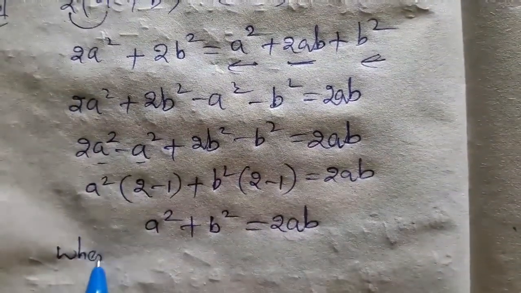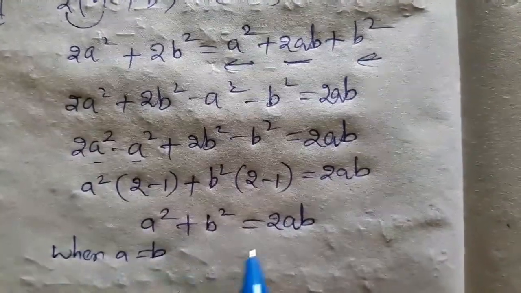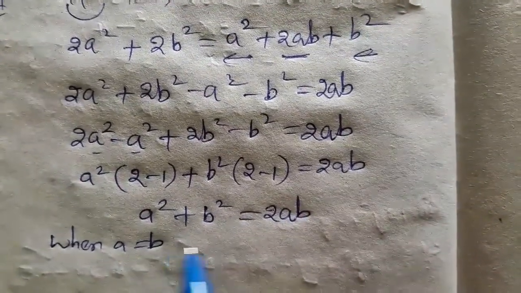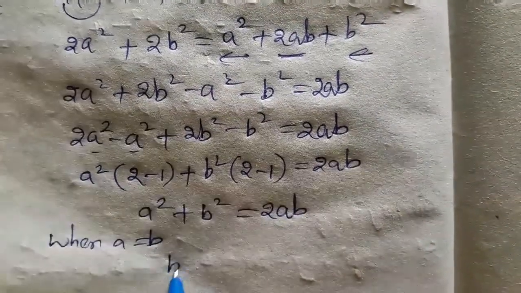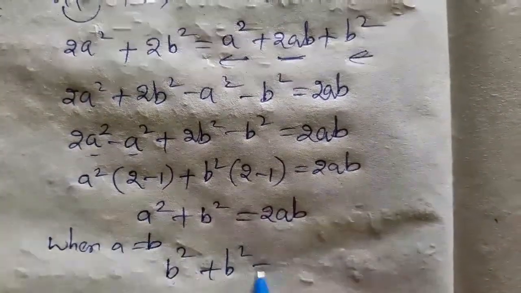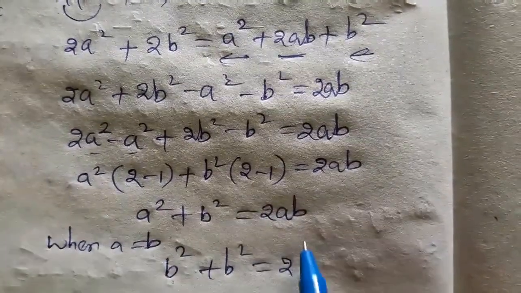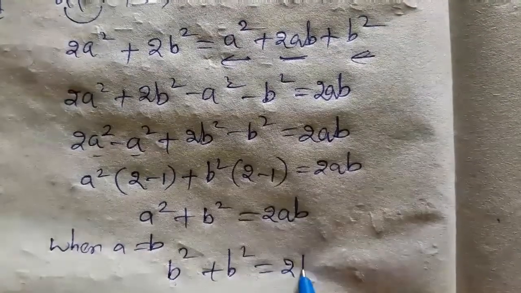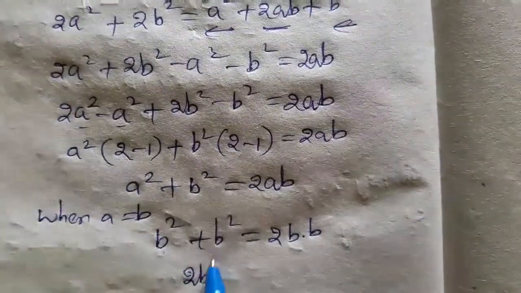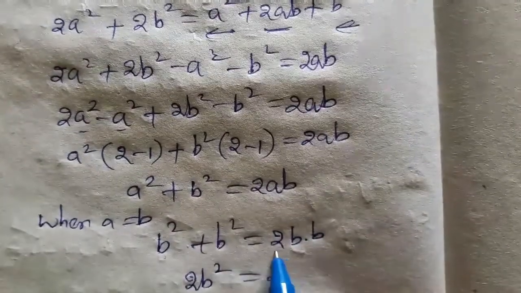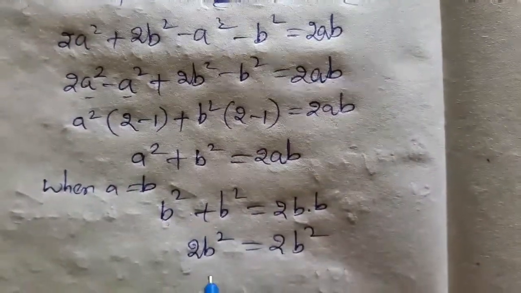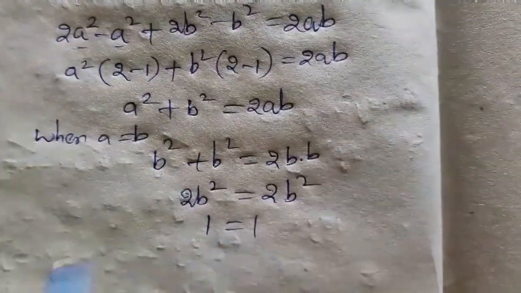When a = b, then the equation is possible, isn't it? Now put a = b, that means in the place of a put b. b² + b² equals 2 into, in the place of a put b, into b. Now b² + b² becomes 2b², that equals 2 into b × b, which becomes b². So this is 1 equals 1.